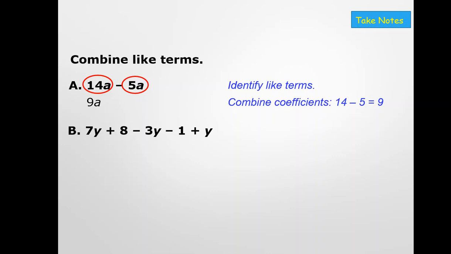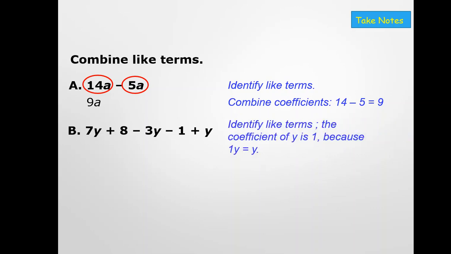All right, let's take a look at the next one. See if you can identify the like terms first. And this one is a little tricky about the coefficients. There's one coefficient there that is implied. I'm going to pause, and when you're ready, start it back up.